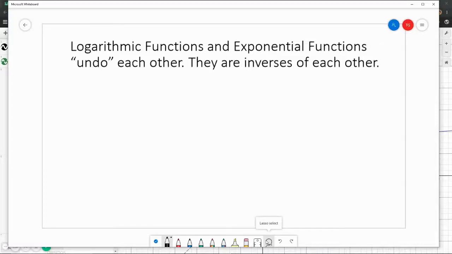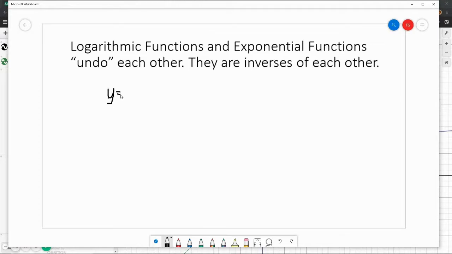So we're going to talk about the applications of logarithmic functions, or logarithms, period. And I think a good place to start would be to say that logarithmic functions and exponential functions undo each other. They're inverses of each other. Maybe let's explain this.